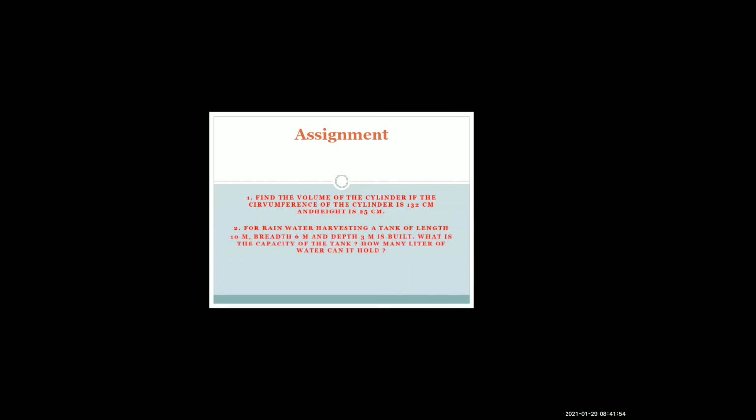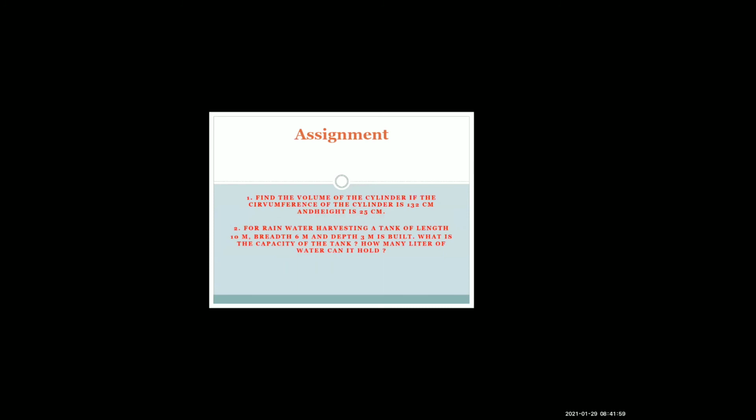Now, this is an assignment for you. Find the volume of the cylinder if the circumference of the cylinder is 132 centimeters and the height is 25 centimeters. In this question, circumference is given as 2 pi r. From that you calculate the radius, and using that radius you find the volume with the formula pi r square h.